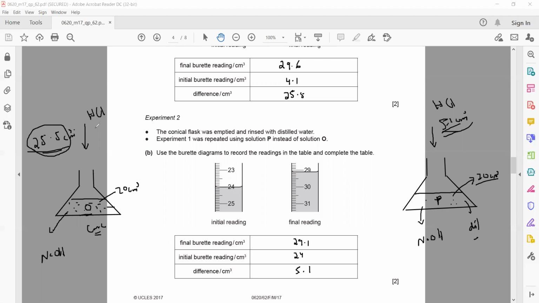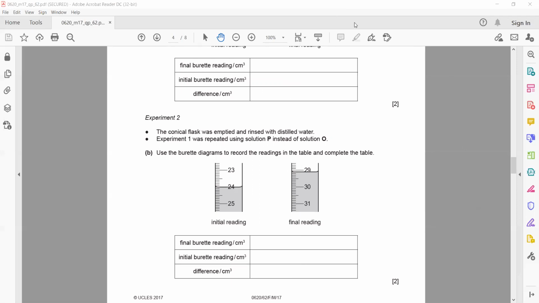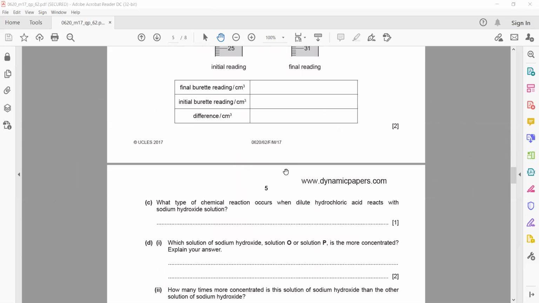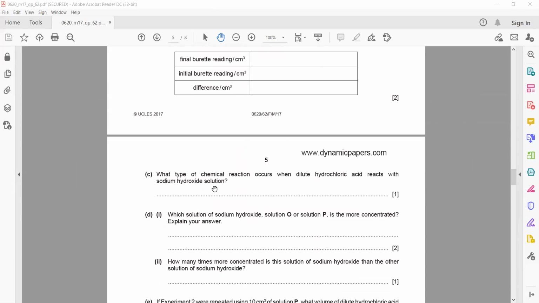Now, what type of chemical reaction occurs when dilute hydrochloric acid reacts with sodium hydroxide? What do we call this reaction when acid reacts with base? Neutralization. We call that neutralization. Neutralisation or neutralization, both are correct.